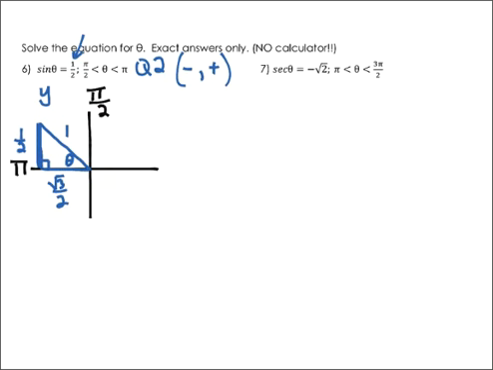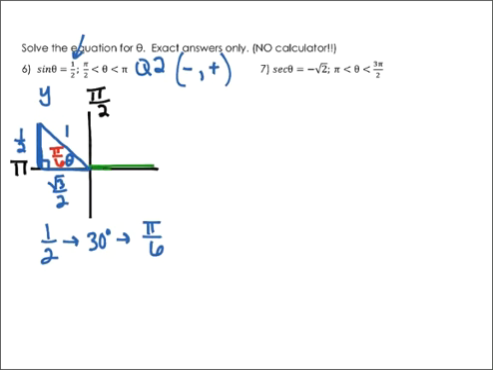If you have these numbers, if you have 1/2, you're going to have a 30, 60, 90 triangle. Which angle measurement is always across from 1/2? That would be 30 degrees. We're working with radians here, so that would be pi over 6. So this angle right here is pi over 6. All right, that's the reference angle.